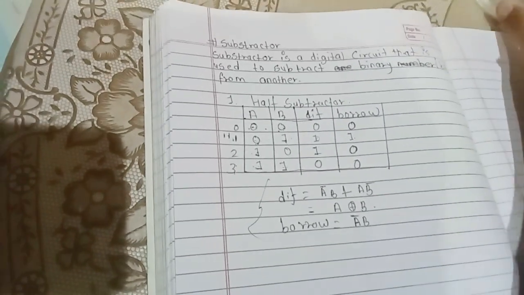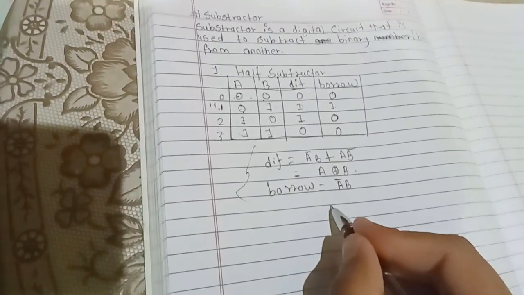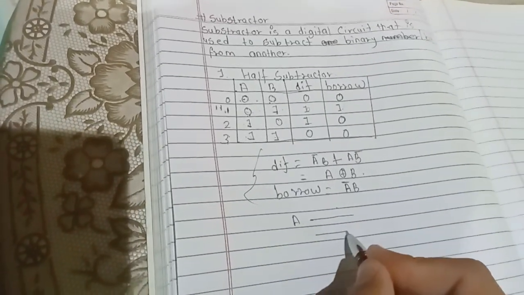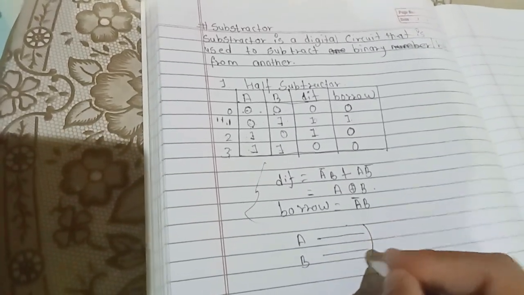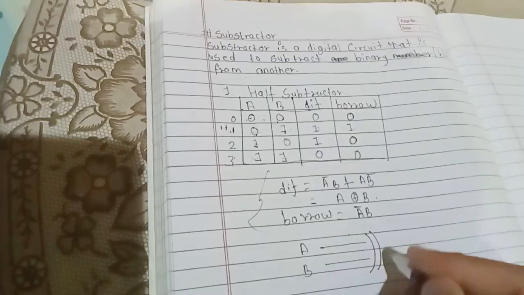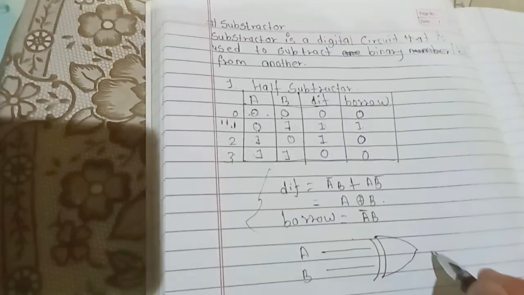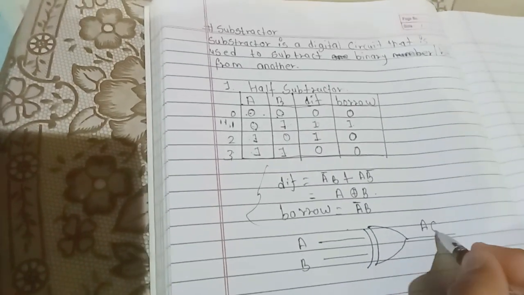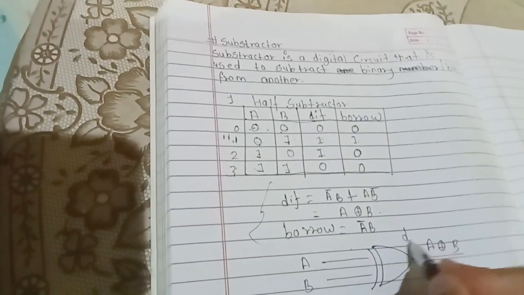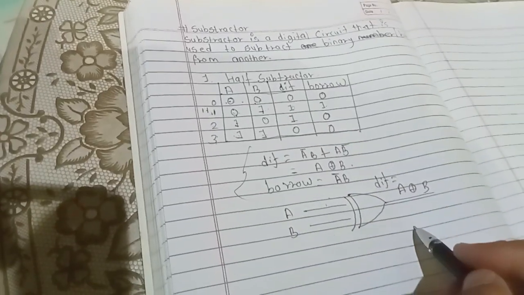So let's make a diagram for this. Make a line for a and make a line for b, and take the XOR of a and b. So this will produce a XOR b. What is this? This one is the difference bit.